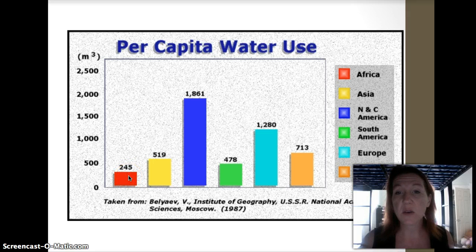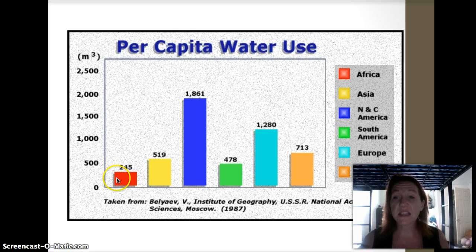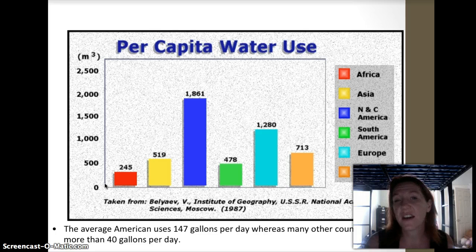So we can see very quickly using this bar graph that North and Central America use the most, followed by Europe, and then the least is Africa. Now another quick fact is that the average American uses 147 gallons per day, whereas most other countries, not more than 40 gallons per day. So we definitely are water hogs.